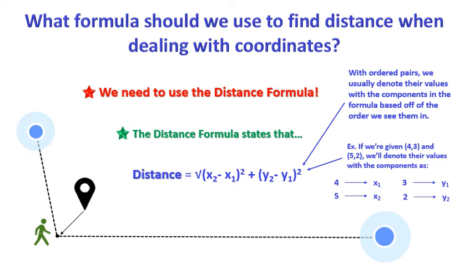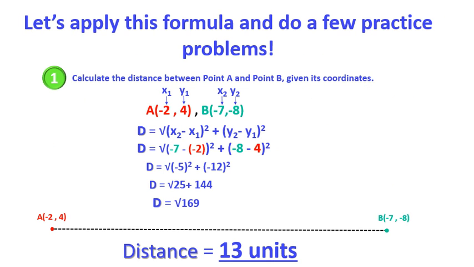For example, if we're given (4, 3) and (5, 2), we'll denote their values with the components as 4 equal to x1, 3 equal to y1, 5 equal to x2, and 2 equal to y2. We're doing it in this order since we first see (4, 3), so we'll denote their values as x1 and y1. And secondly, we see (5, 2), so we'll set their values as x2 and y2. Let's apply this formula and do a few practice problems.